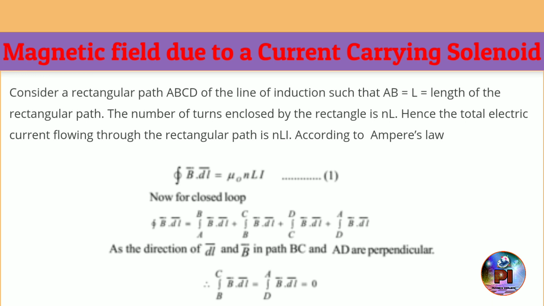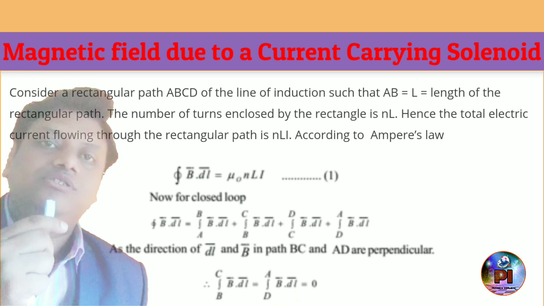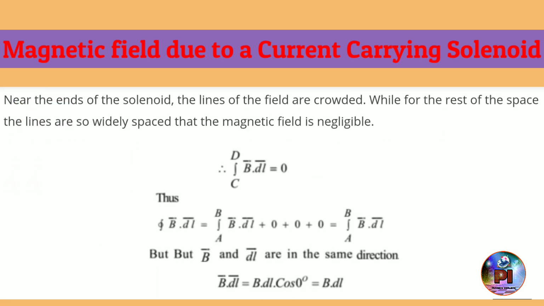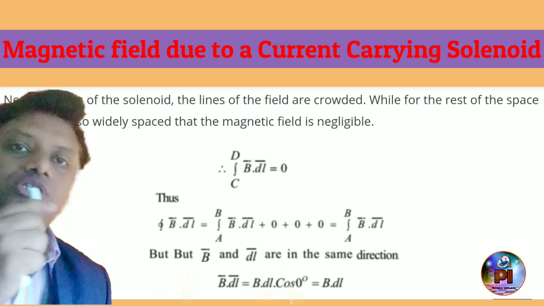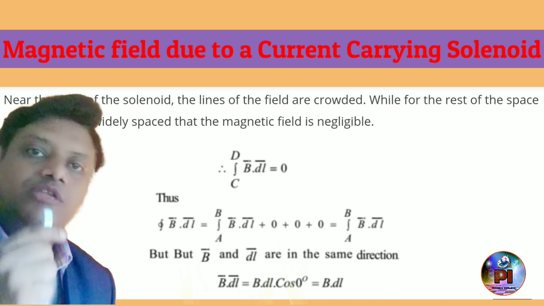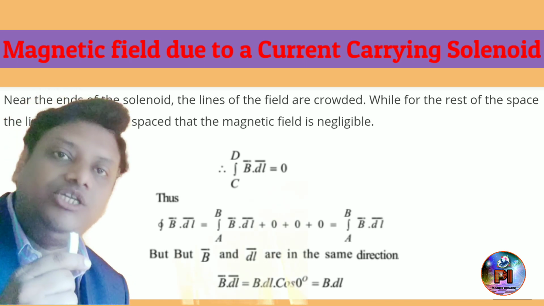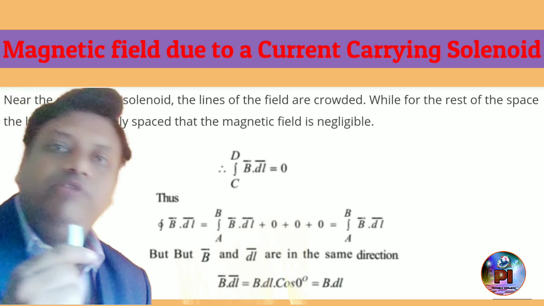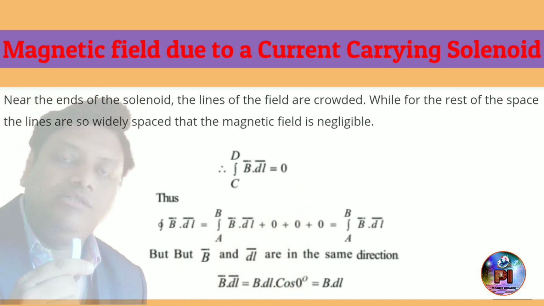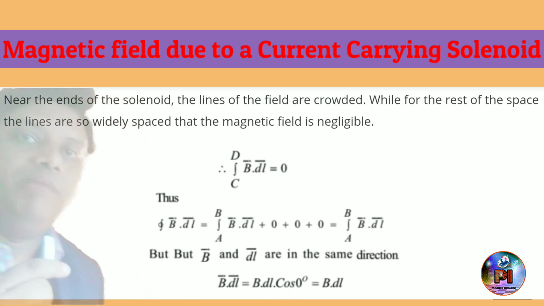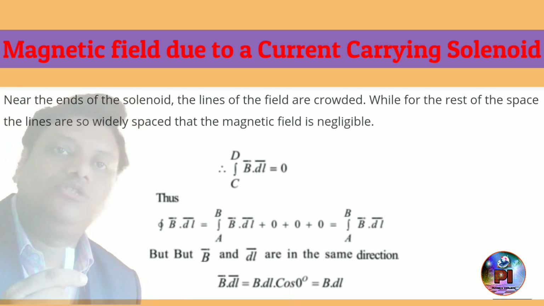Now near the ends of the solenoid, the field lines are crowded. We know that near the ends of the solenoid, the field lines are crowded, and outside the field lines are far apart from each other. So the portion CD is lying completely outside the solenoid, and the field lines are far apart from each other. So the magnetic field will be very weak outside the solenoid. So this part can be ignored. That means magnetic field is very weak outside the solenoid.